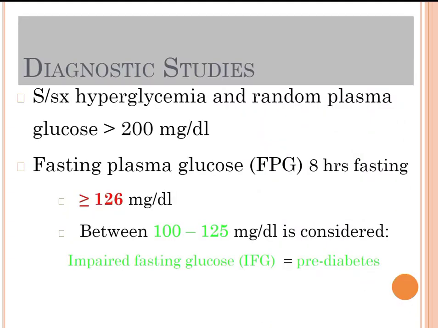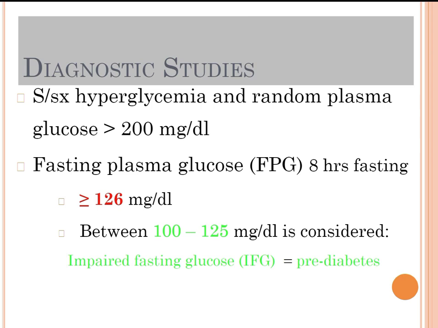So there are actually several studies which are used to diagnose diabetes mellitus. A diagnosis of diabetes can be established with signs of hyperglycemia along with a plasma glucose concentration greater than 200 mg/dL, which is taken randomly at any time. And remember, the signs of hyperglycemia include polyphagia, polydipsia, polyuria, and unexplained weight loss.